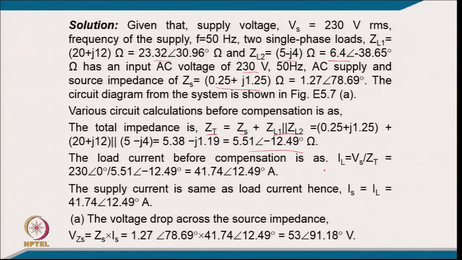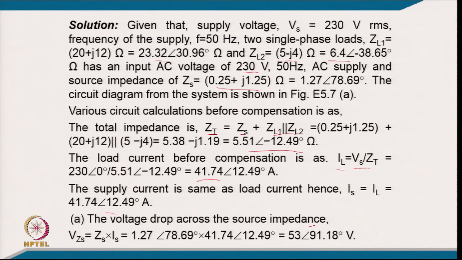The load current before the compensation comes IL equal to Vs upon ZT, and this comes 41.74 ampere at the angle of 12.49 degree, and the supply current is the same as the load current. So, that comes 41.74 ampere at the angle of 12.49 degree.